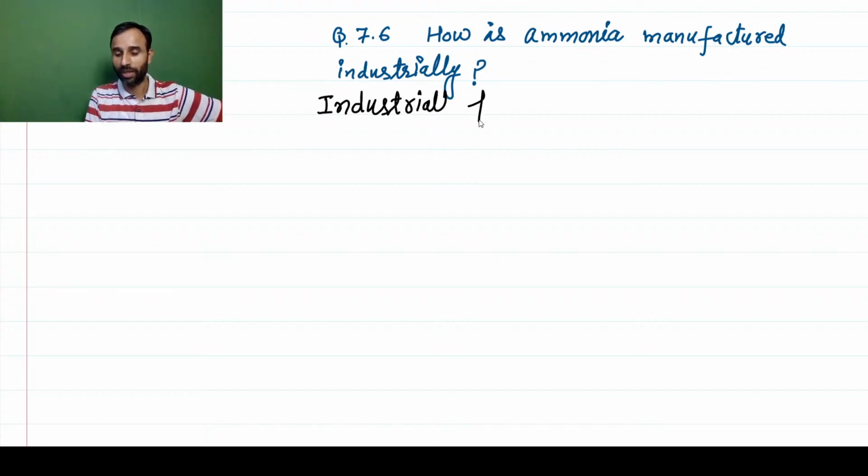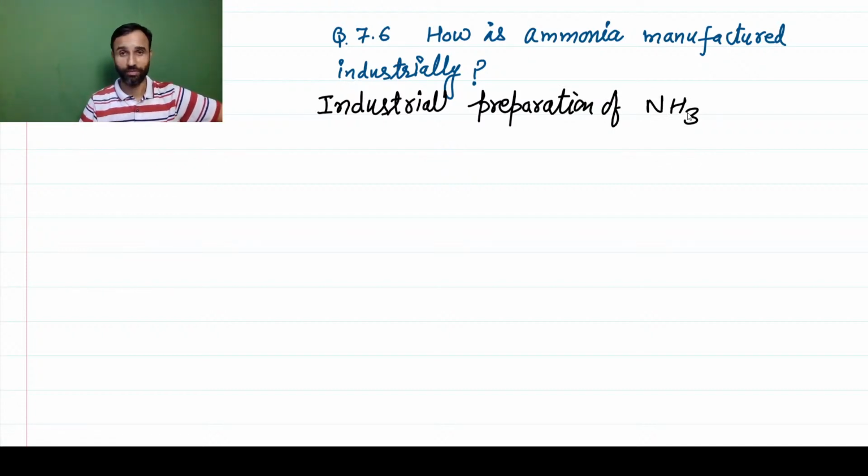Industrial preparation of ammonia, or we can say commercial preparation of ammonia. So commercially it is prepared by which process? Tell me, I think everybody knows by which process we can prepare it. Which process is used to prepare ammonia gas? It is even in the equilibrium chapter in class 11.